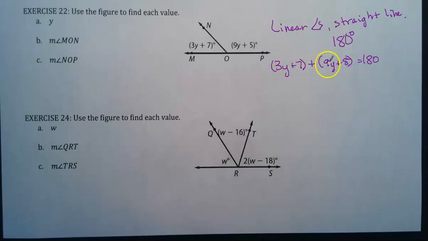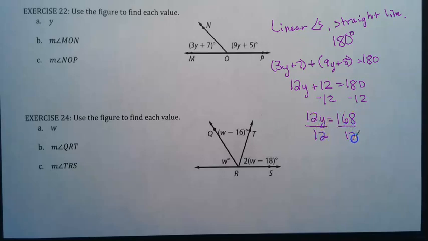I can combine my like terms. 3y plus 9y is 12y, plus 7 plus 5 is 12. That equals 180. Start balancing. I'm going to subtract, so 12y is going to equal 168. Divide by 12. So y equals 14. Hopefully you show some work. Your work doesn't take up as much room as mine does.